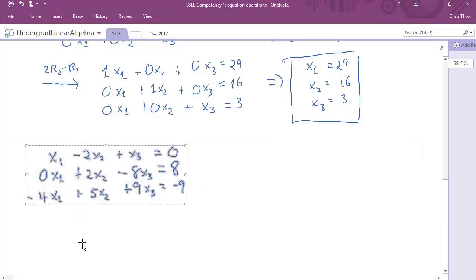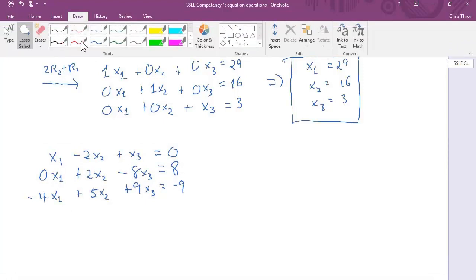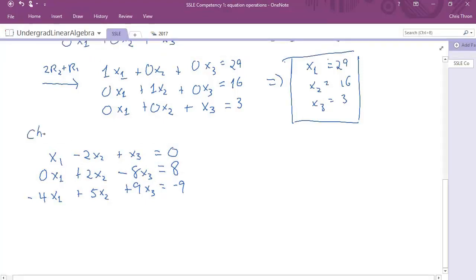All right. So I'm going to check. Okay. So let's try it. First I put x1, which is 29, minus 2x2, so that's going to be minus 2 times 16, and then plus x3, plus 3, equal to 0, and you can try your calculator and see that that works. 0x1 is going to be 0, plus 2x2, which is going to be plus 2 times 16, minus 8x3, which is going to be minus 24, and that's going to be equal to 8, and that works.